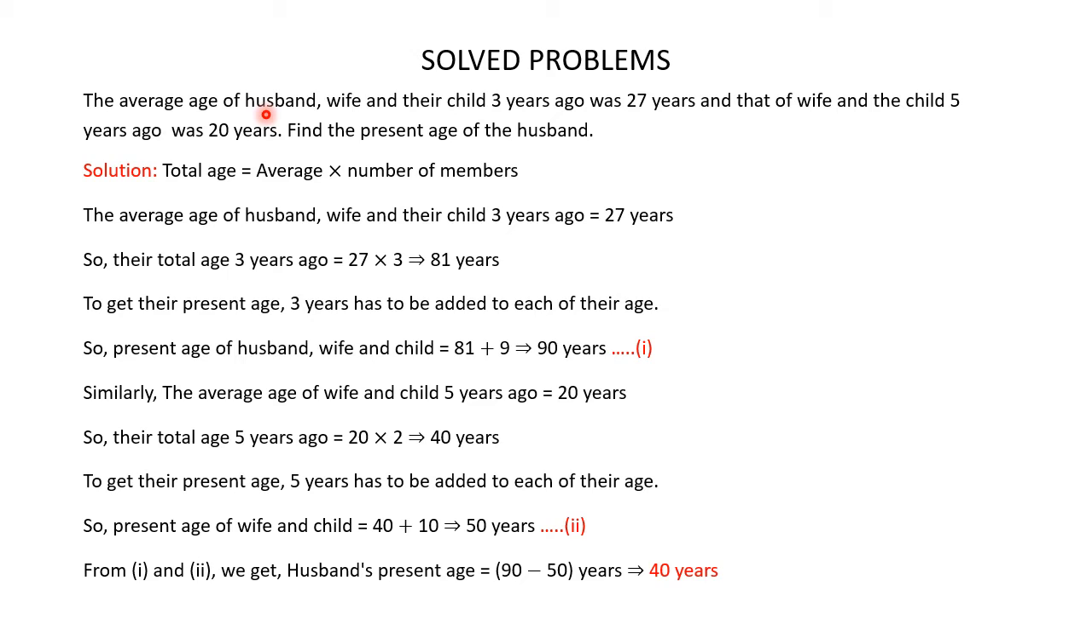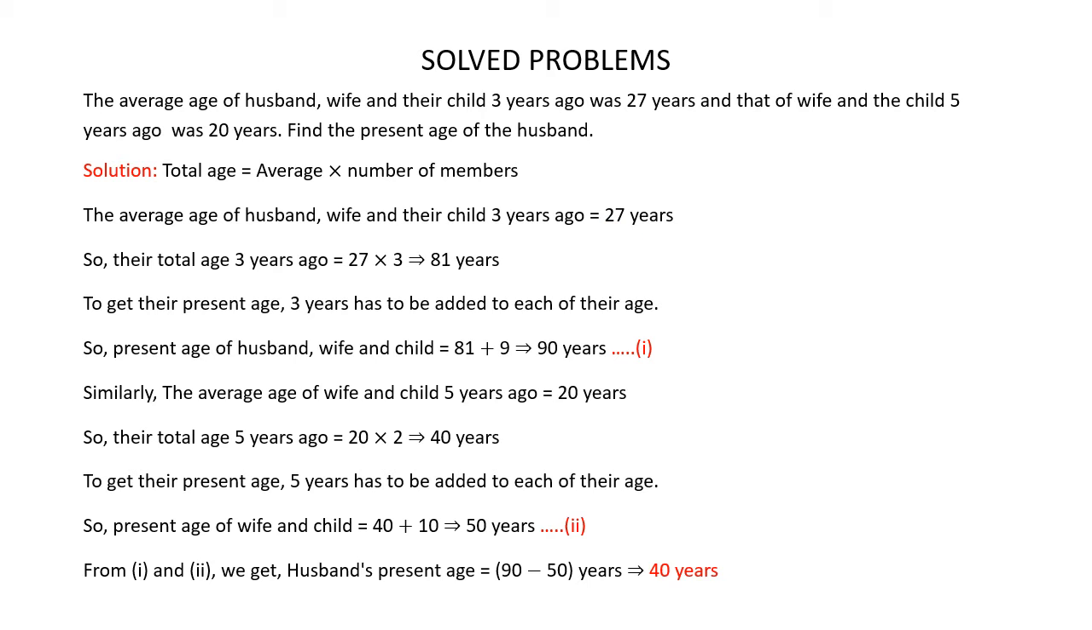The average age of husband, wife and their child 3 years ago was 27 years, and that of wife and the child 5 years ago was 20 years. Find the present age of the husband. Now we know that total age is equal to average multiplied by number of members. It's given that the average age of the husband, wife and their child 3 years ago was 27 years.